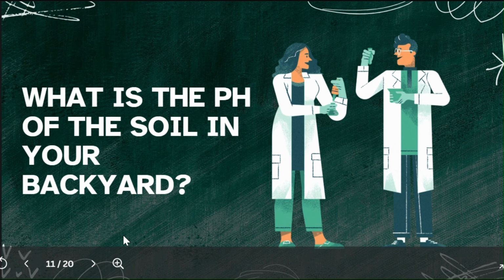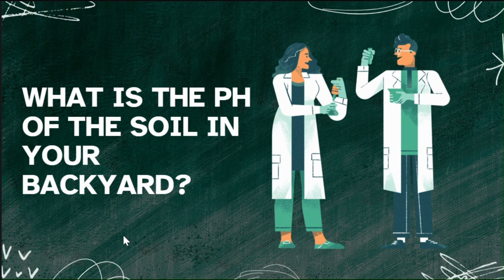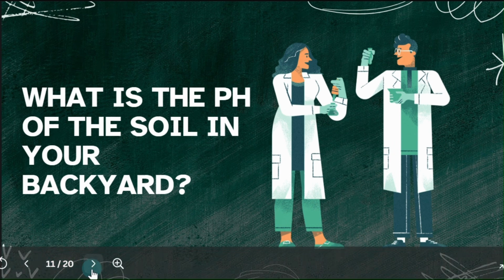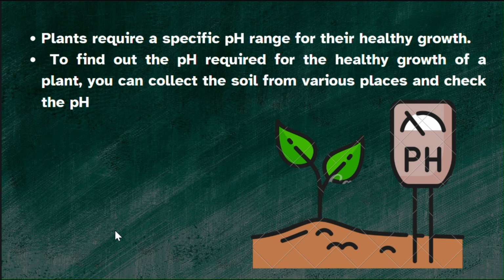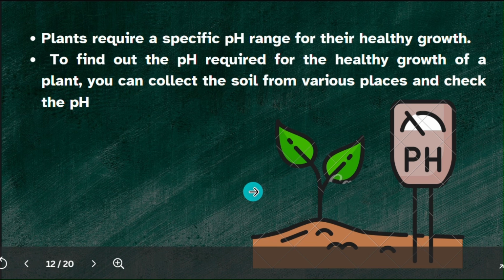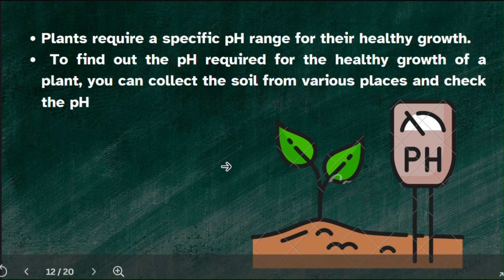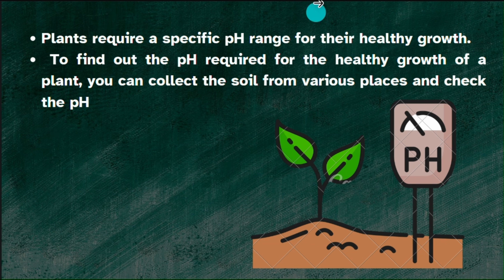Secondly, what is the pH of the soil in your backyard garden? Plants require a specific pH range for their healthy growth. To find out the pH required for healthy growth of a plant, you can collect soil from various places and check the pH.